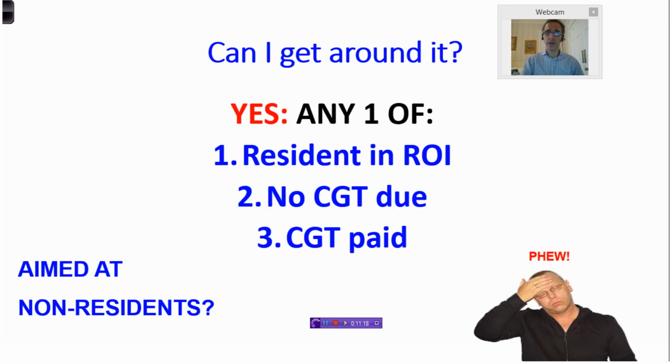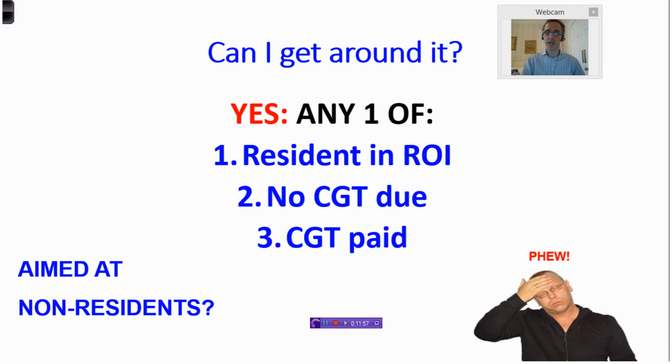Okay, and in terms of getting around it, let's say that we're in a position where this is the case. Well, how do you get around it? There are a couple of ways that you can get around this deduction from proceeds that the purchaser is required to deduct from you. Any one of them will do: if you're resident in Ireland, if there isn't any CGT due, or if the CGT is already paid. So again, we've just got to rote learn this. As I say, it's mainly aimed at non-residents who are disposing of specified Irish assets, land and buildings, for example, or the goodwill of an ROI trade.